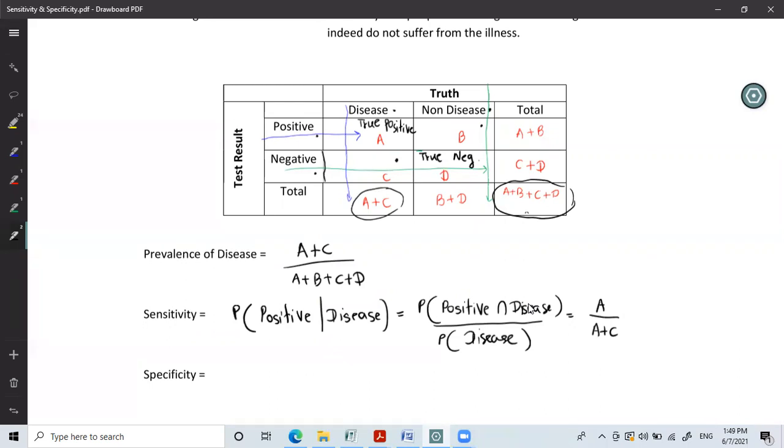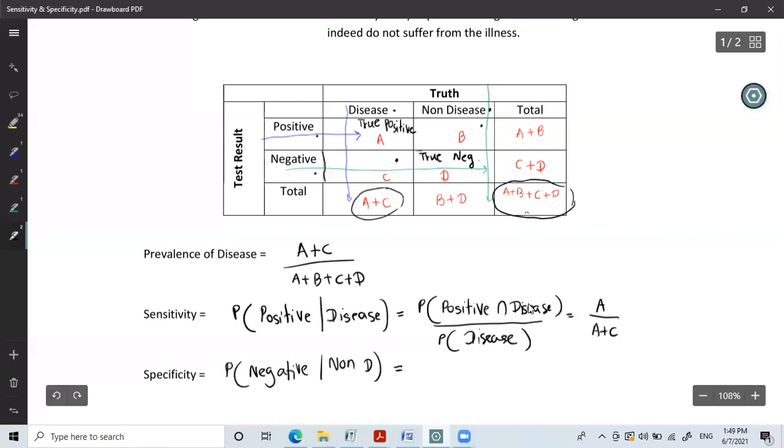In the same manner, you can find the specificity, that will be giving a negative result, knowing that these people are not suffering from the disease, right? So again, in the same manner, you can apply the conditional probability. If you look at the table, that will be D divided by B plus D, right? Usually the sensitivity and specificity are given as percentages. So you can multiply this by 100%. Okay, so you can get the percentage value. Even the disease prevalence, you can represent it as a percentage.